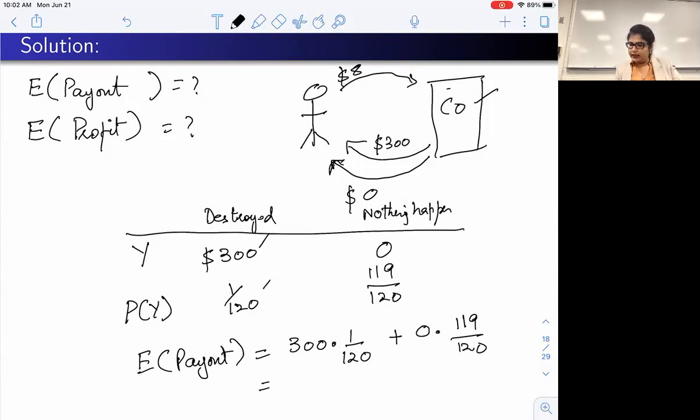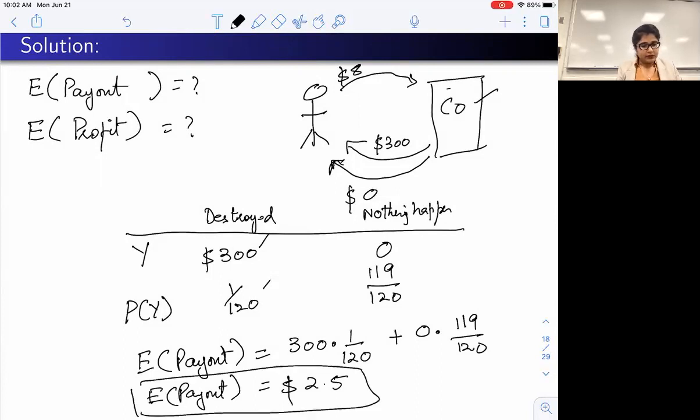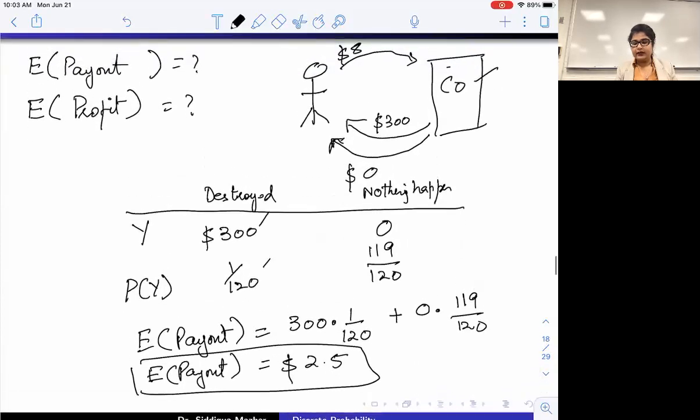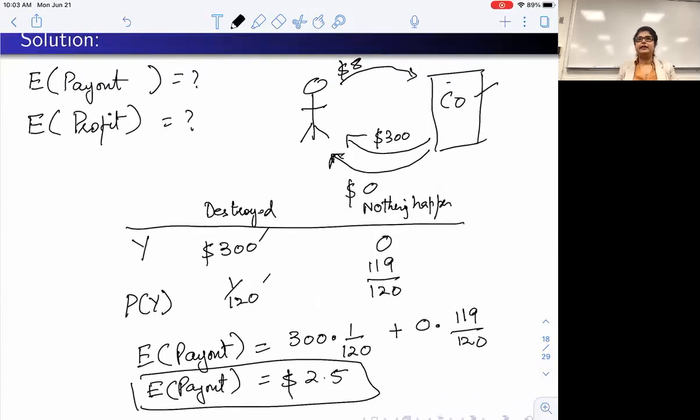Can you calculate for me? Which is what? Yeah, it is 2.5. So this is 2.5. So this actually means the expected payout is $2.50 they have to pay out for the farmers. What does it mean? So it does not mean that $2.5 the company is going to pay each of the farmers. It does not mean this.